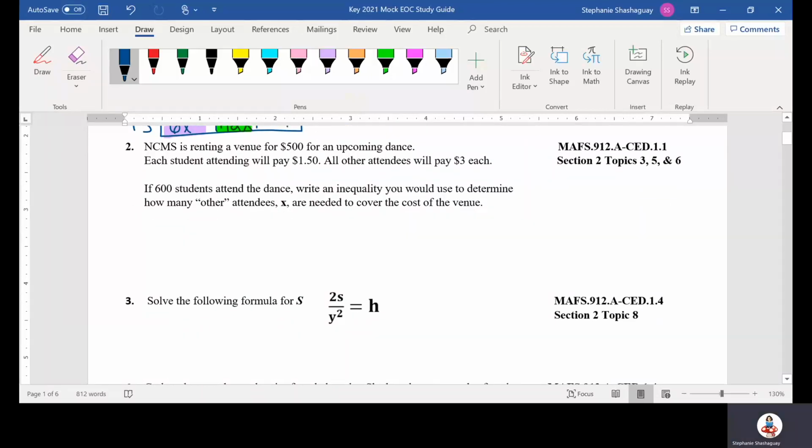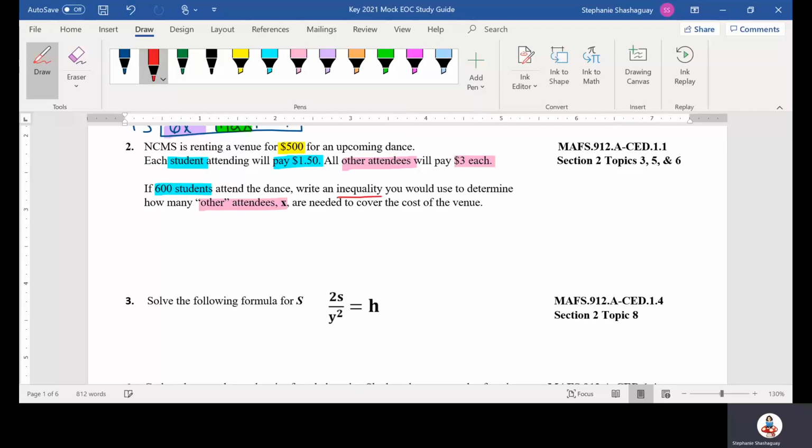Number 2, NCMS is renting a venue for $500 for an upcoming dance. Each student attending will pay $1.50. All other attendees will pay $3 each. If 600 students attend the dance, write an inequality you would use to determine how many other attendees, or X, are needed to cover the cost of the venue.